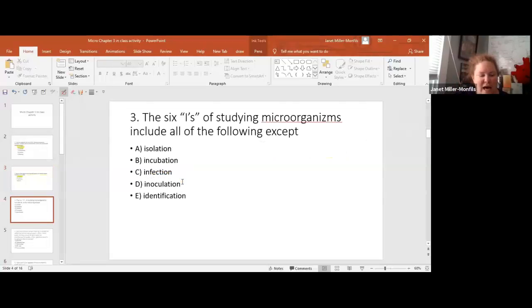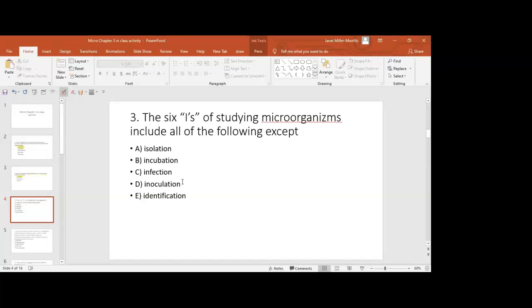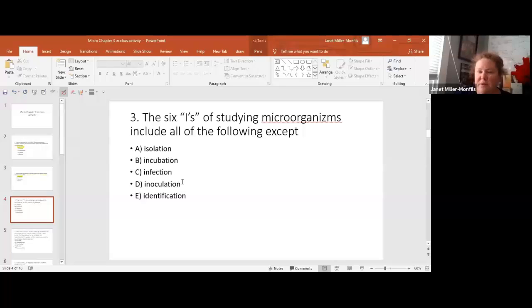All right, the 6 I's. Your book really likes to stress these, so make sure that you do know these 6 I's by memory. Is it C, infection? Yes, good job. So this would just be, again, a definition flashcard of what those 6 I's are. And the one that is not, because it says except, would be infection.